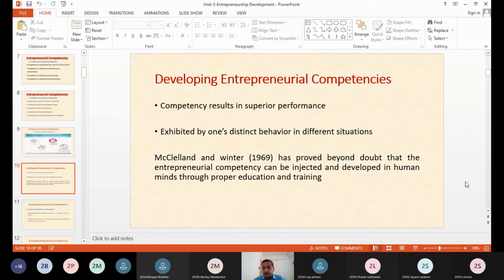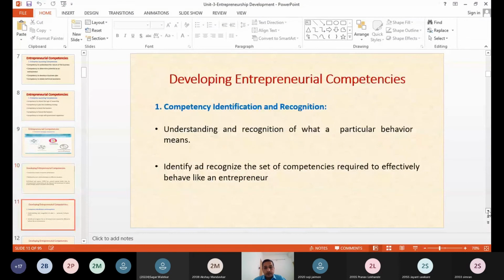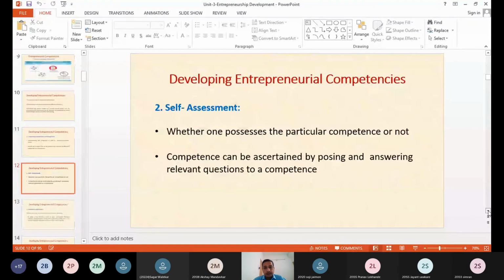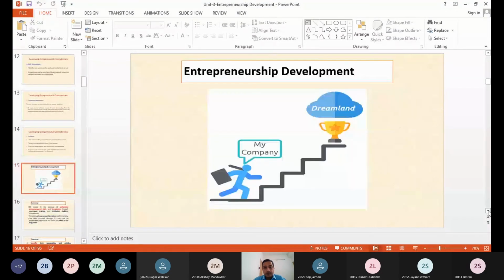Now, further we discussed the concept of entrepreneurship development and what is entrepreneurship development program. What are the different phases of entrepreneurship development program? We saw that there are 3 phases. There is pre-training phase, training phase, and post-training phase.